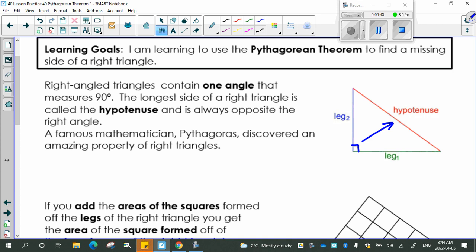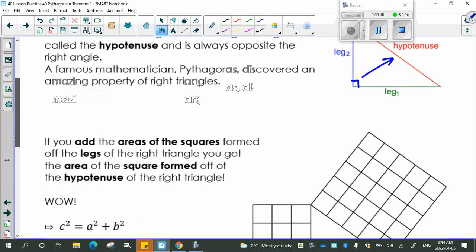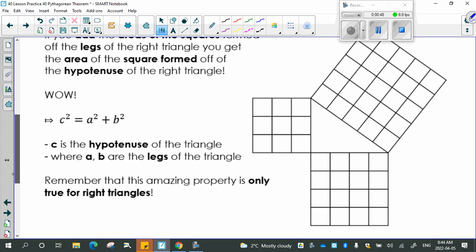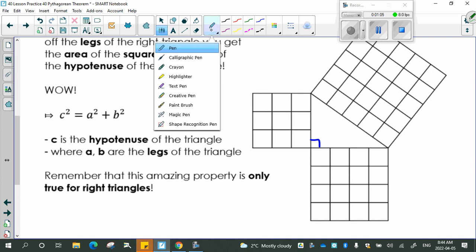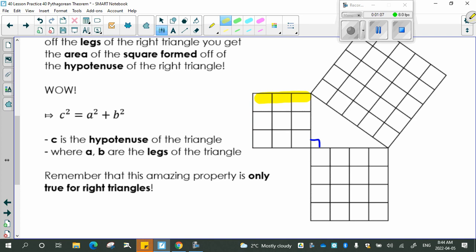A famous mathematician, Pythagoras, discovered an amazing property of right triangles. That property he found was that the areas of the squares on the two legs add up to the area of the square made off the hypotenuse. So if you find the area of the square off this leg, just by counting the squares, that's 9 square units.